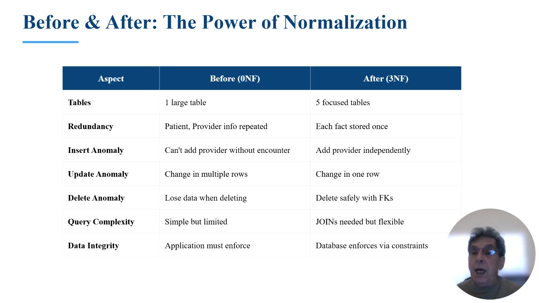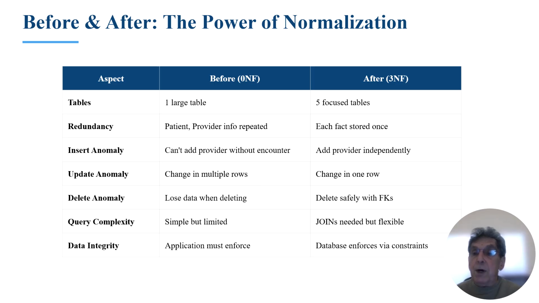Let's compare before and after to really appreciate what normalization accomplishes. Before, we had one large table with everything. After, we have 5 focus tables. Before, we had patient and provider information repeated across many rows. After, each fact is stored exactly once.